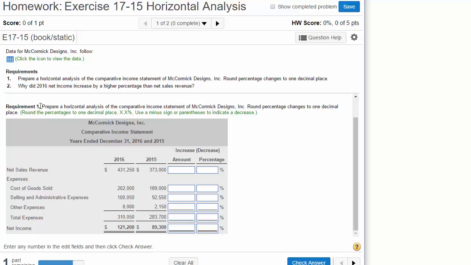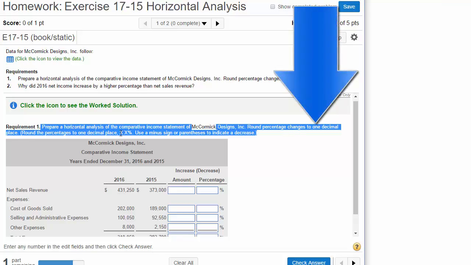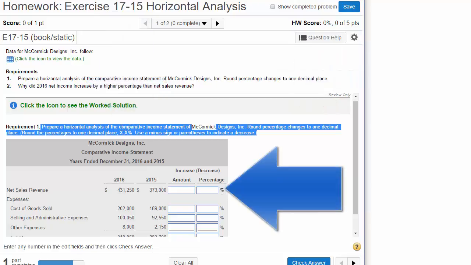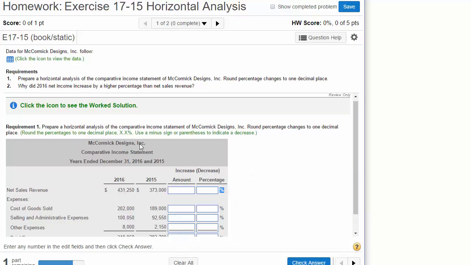Our first requirement is to prepare a horizontal analysis of comparative income statements for McCormick Designs. Now this is key: round percentage changes to one decimal place, in the format x.x. Notice they already have the percentage sign on here for us, so we do not need to put that in there. And then it says use a minus sign or parentheses to indicate a decrease.